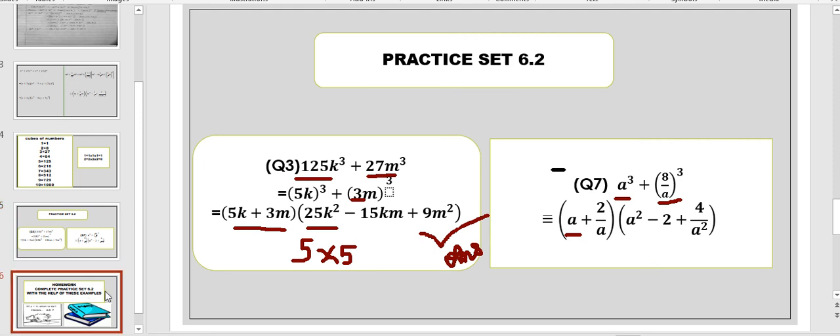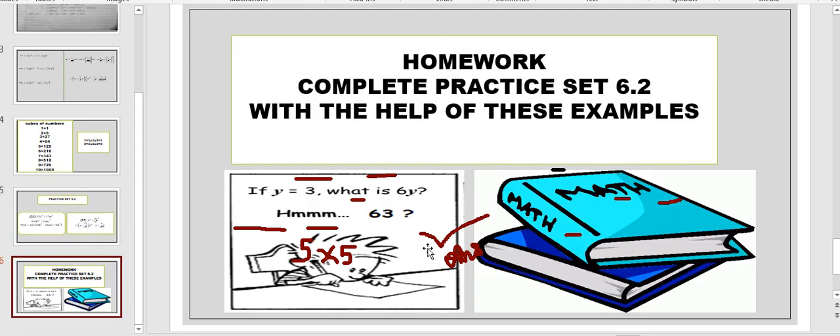Now after this, it's time for your homework. Try to complete your practice set with all the explanations and examples I have shown you and how I have solved it in front of you in this video, and try to complete practice set number 6.2. This is it for today's session. This much is enough. Till then, go through all sorts of examples and try to solve all sorts of questions, and we'll meet in the next class.